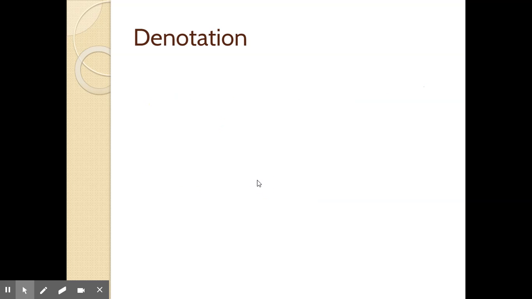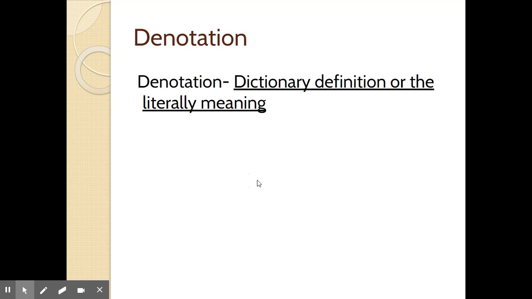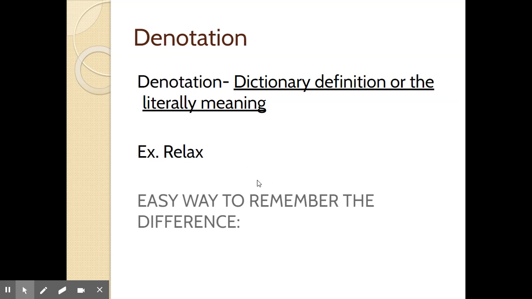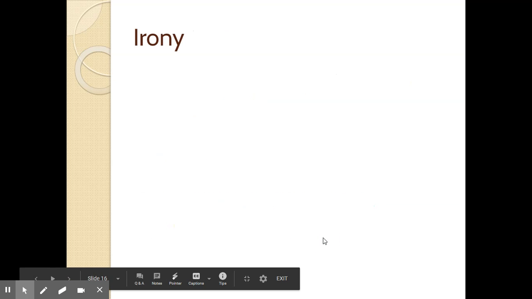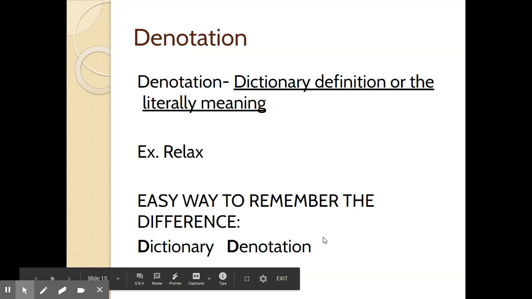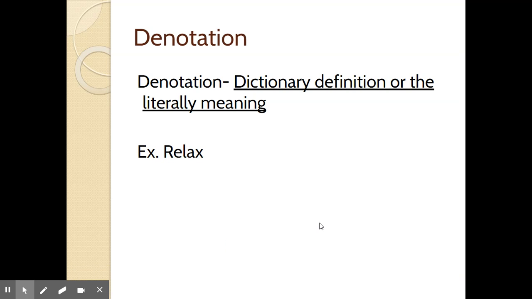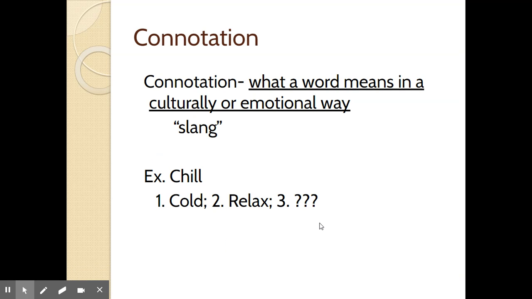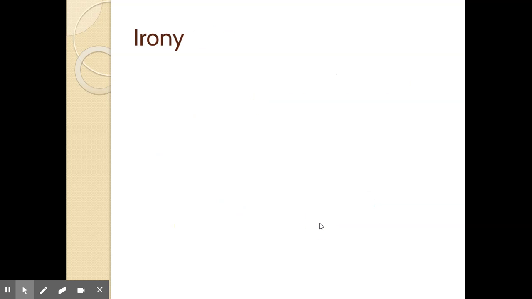So, yeah. Denotation is the dictionary definition, the meaning. So, example, chill means to really relax. That's what it means. There's an easy way to remember the difference. Denotation is D's, denotation is dictionary, and then connotation is not. So keep that in mind.